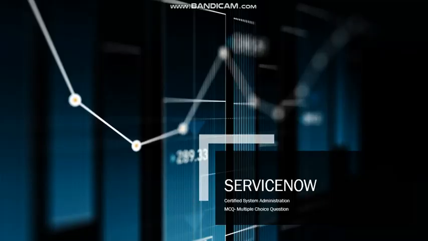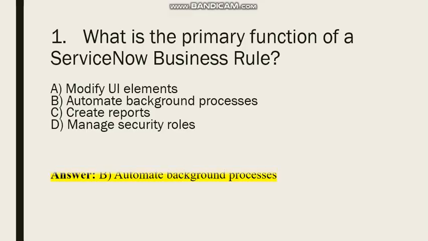ServiceNow Certified System Administration Exam. 1. What is the primary function of a ServiceNow business rule? A. Modify UI elements. B. Automate background processes. C. Create reports. D. Manage security roles. Answer. B. Automate background processes.